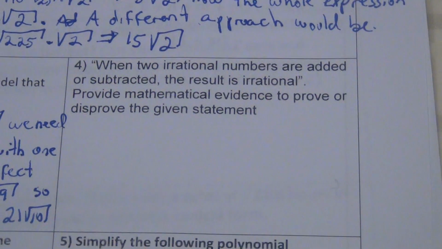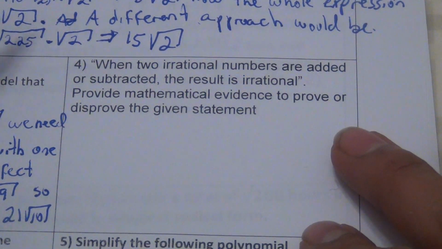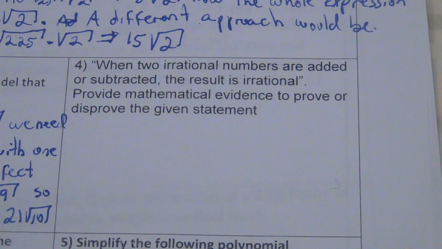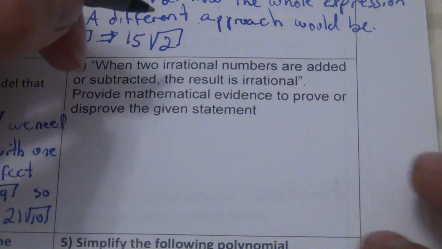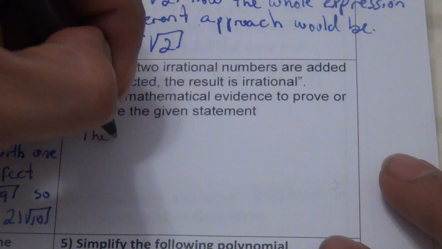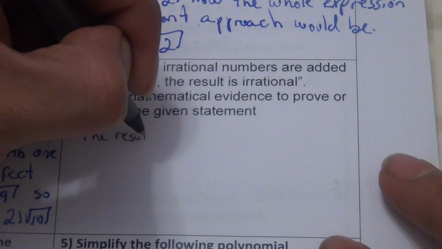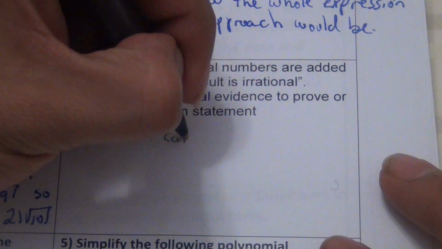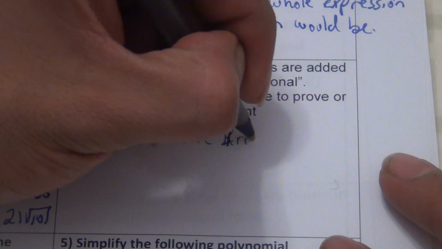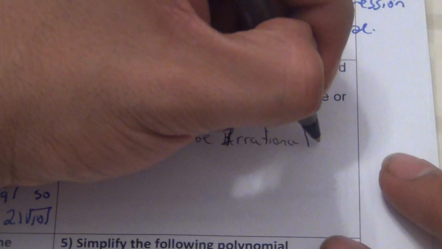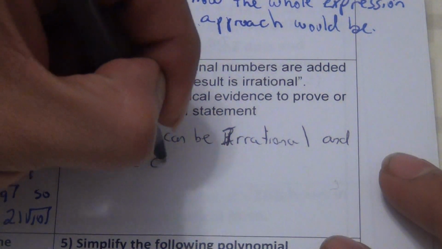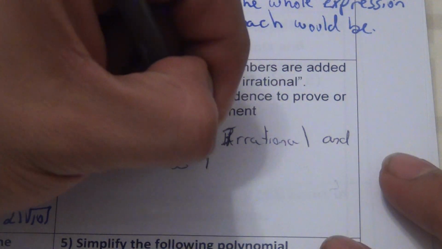All right, so here, when two irrational numbers are added or subtracted, the result is irrational. Provide mathematical evidence to prove or disprove the given statement. Okay, so here I'm gonna provide mathematical evidence. So I'm gonna write the result can be mostly irrational, and in some cases rational.